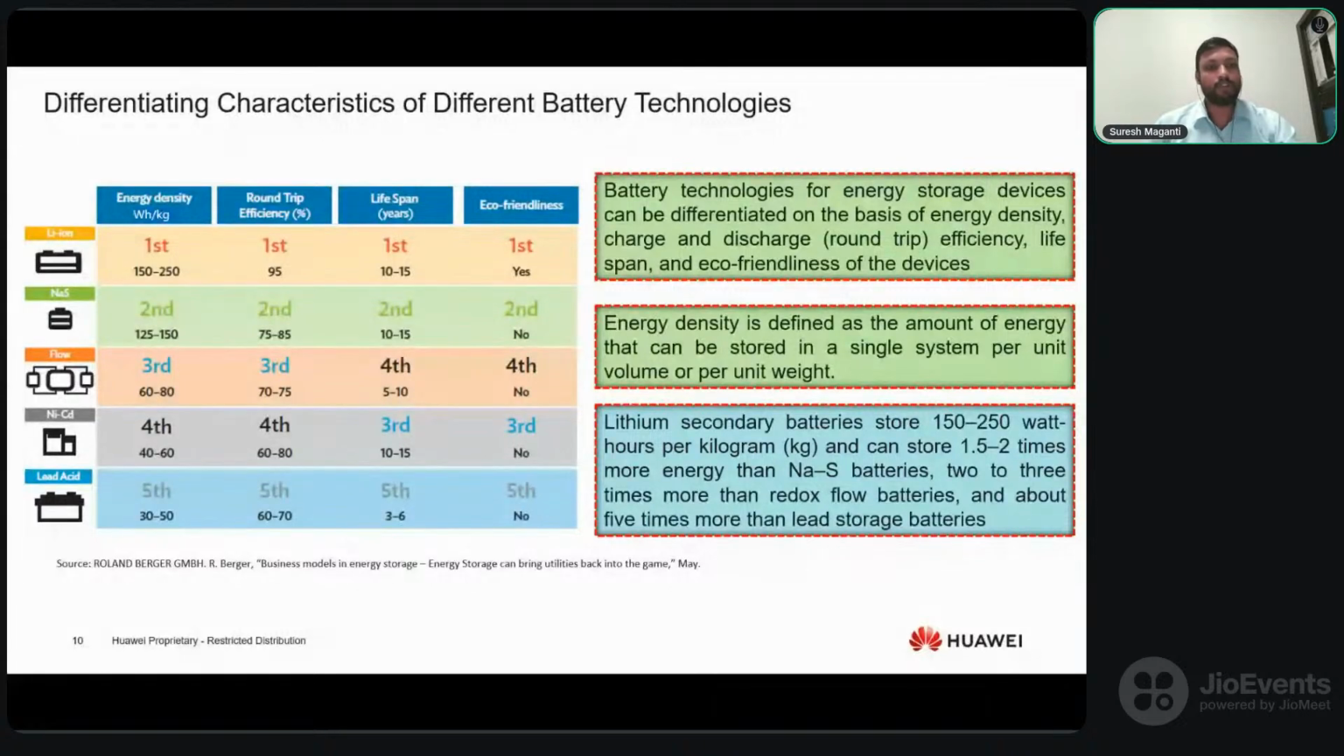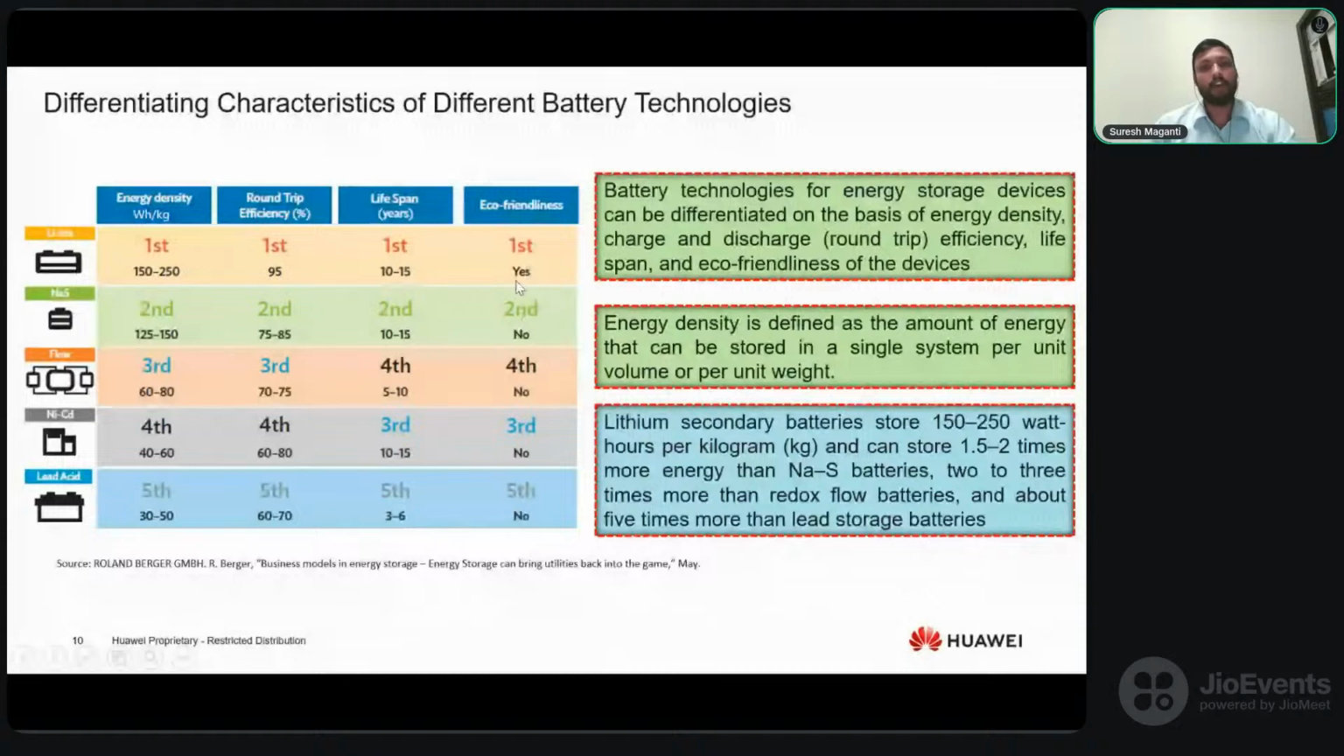Most industries are concerned about efficiency as well as the economics of any product. Round trip efficiency means charging plus discharging, the combined cycle. Lithium ion batteries give 95%, which is far better than other battery and storage technologies. If you observe the lifespan, it also has a better life. And when compared with other technologies, it has very good eco-friendliness.